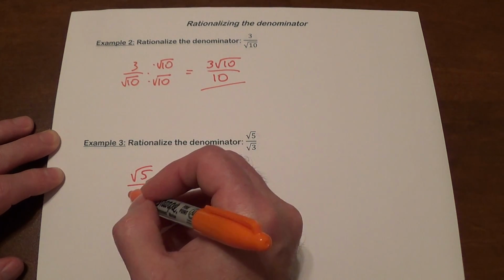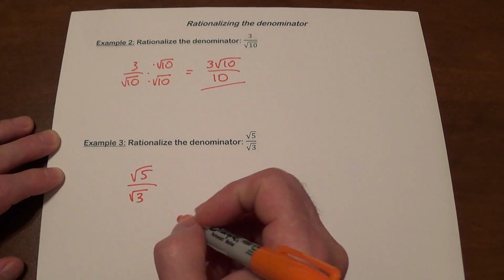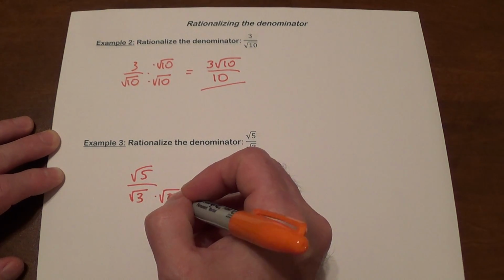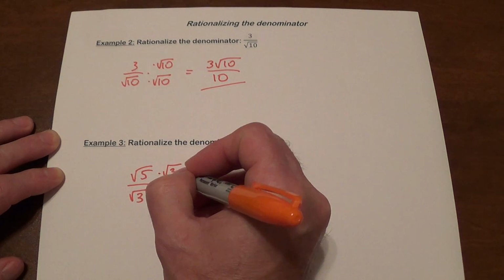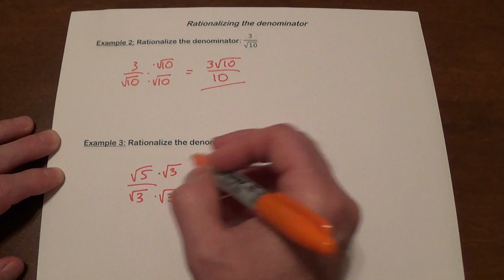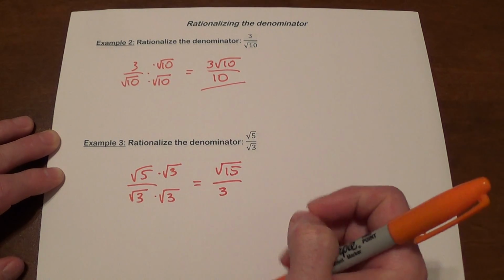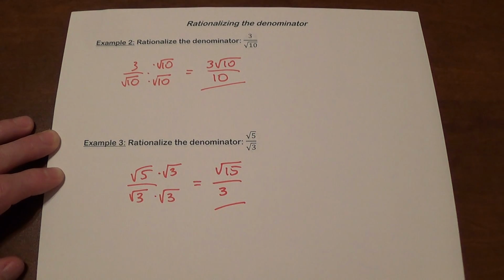And when we rationalize it, we're going to look at the denominator, which has square root of 3. So we're going to multiply the bottom by the square root of 3 and the top by the square root of 3. So the numerator is going to give us square root of 5 times 3 is 15, and the denominator is going to give us 3. And that concludes this problem.